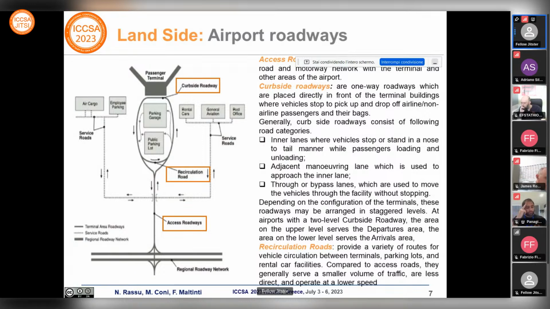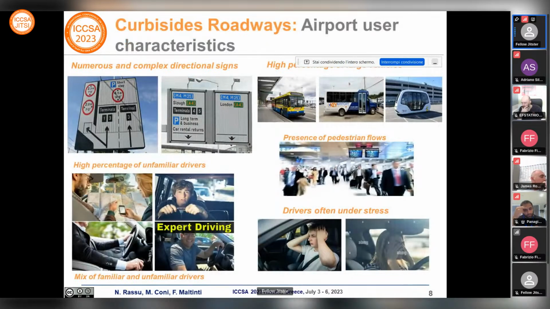Curbside roadways are one-way roadways placed directly next to the terminal buildings, where vehicles stop to pick up and drop off airline and non-airline passengers and their luggage. The user base is also different from other types of road. They can be summarized as in this slide.